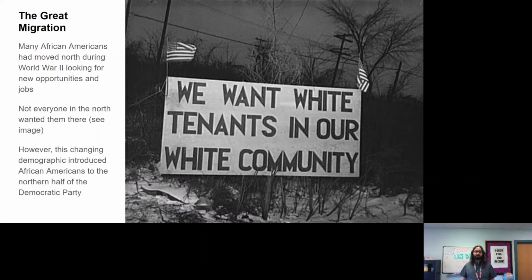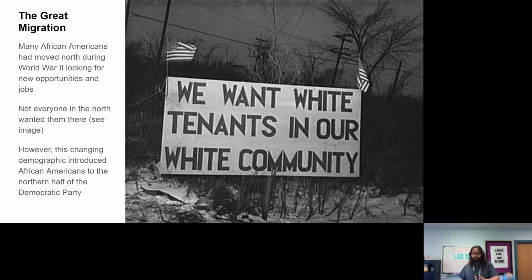This sign is, I believe, right outside the city of Detroit. That gives you an idea of what people thought back then. Now, African Americans went anyway. They were able to put down roots. Obviously, Detroit. A lot of black people live in Detroit, Chicago, New York.